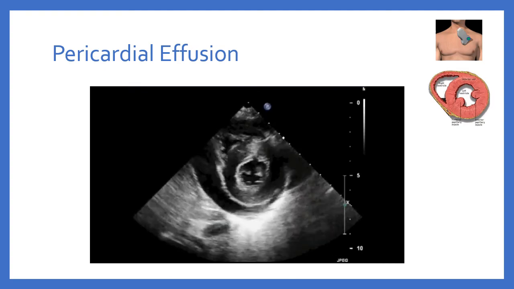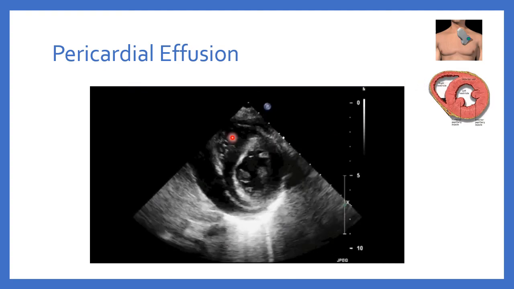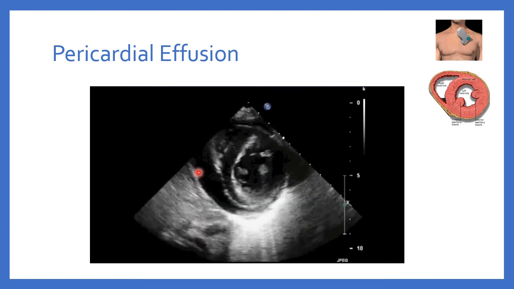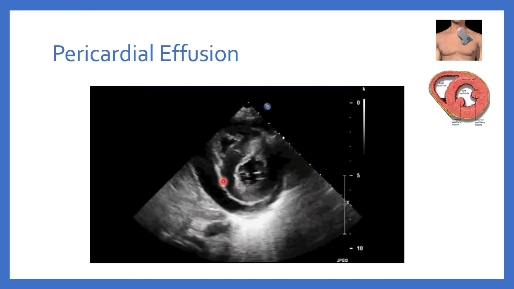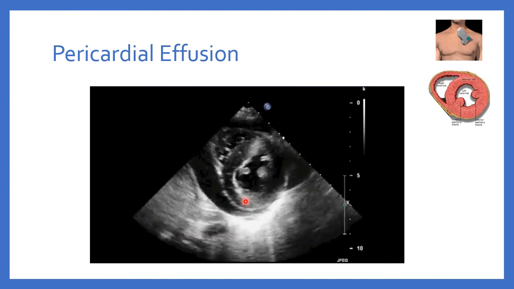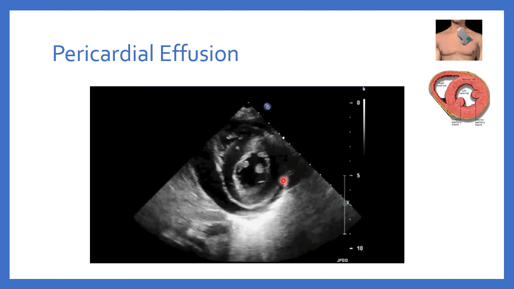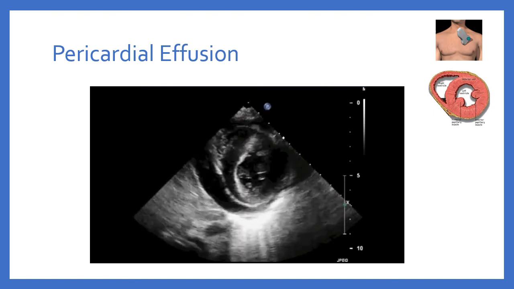In this image, we're looking at a parasternal short axis view, and it's quite obvious that there's a good amount of fluid between the parietal and visceral pericardium here, and it gets a little bit less over here towards the left, but there is still a decent amount there, and there's also some anteriorly.